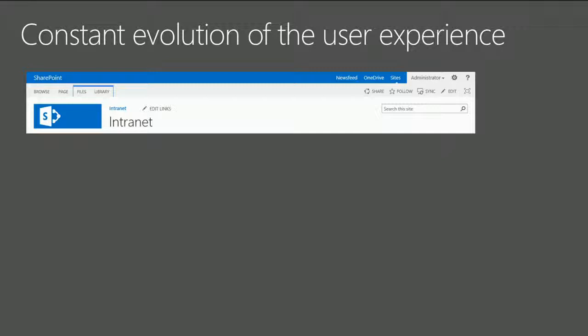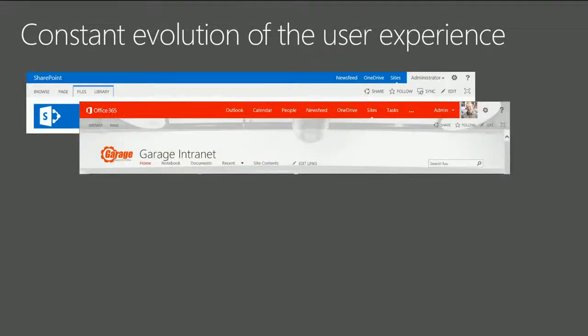Then in Office 365, we started evolving that user experience. At some point, the user experience was looking like this one. So we had additional items in the top bar, like Outlook and Calendar and People and Newsfeed and OneDrive and Sites and Tasks and 3 dots. From behind, you could actually see additional capabilities.